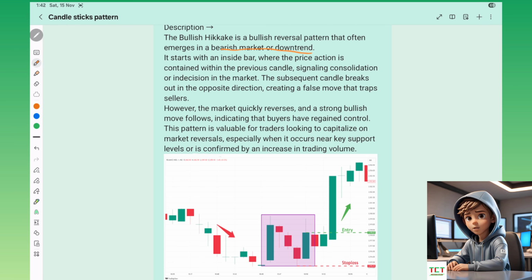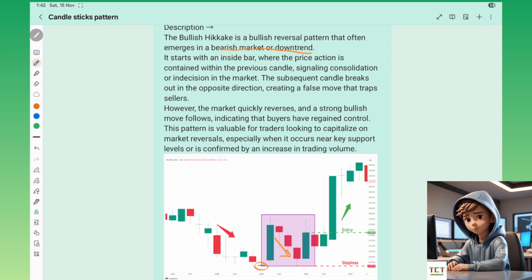Here's how it develops. First, you see an inside bar. What's an inside bar? It's a candle whose entire range is contained within the previous candle's range. This inside bar shows consolidation or indecision in the market. The market is taking a pause. Then comes the tricky part. The next candle breaks out, but in the wrong direction, meaning it breaks downward, making traders think the downtrend will continue. Sellers get excited. They think the market is going lower, so they sell more.